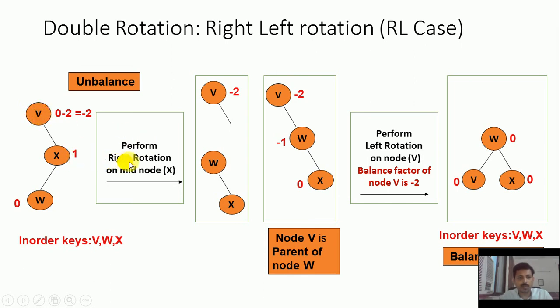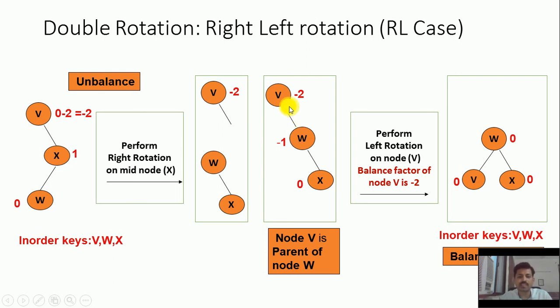So we perform a right rotation for the mid node X. X will become the right child of W, and again node V will be the parent of node W. There will be a pointer disconnection, and again we join the children with the help of pointers here. So this is the right rotation.